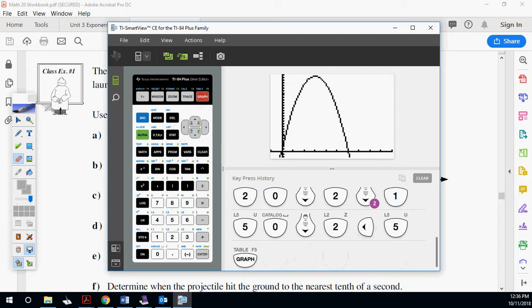Okay, here, let's see what this looks like. All right, there we go. That's pretty good. Okay, so I see the whole parabola. That's the point.